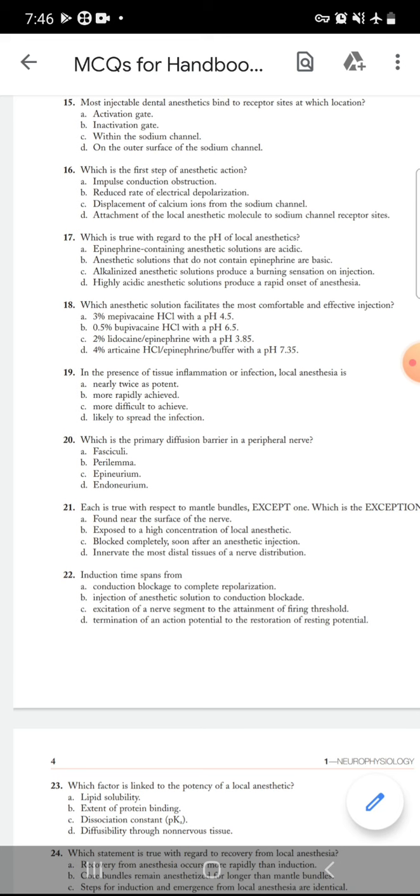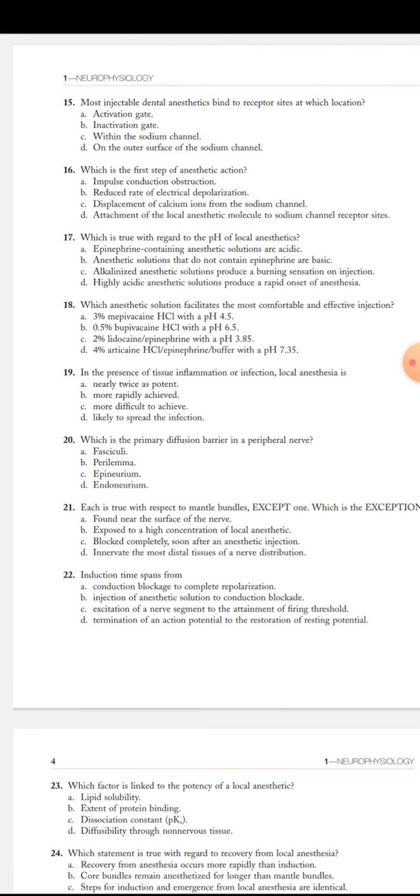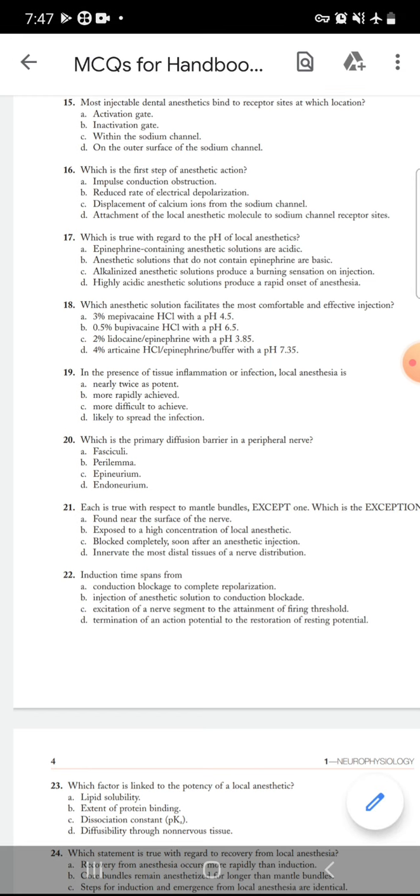Question 18. Which anesthetic solution facilitates the most comfortable and effective injection? A. 3% mepivacaine HCl with a pH of 4.5. B. 0.5% bupivacaine HCl with a pH of 6.5. C. 2% lidocaine with epinephrine with a pH of 3.85. D. 4% articaine HCl with epinephrine, buffered, with a pH of 7.35.